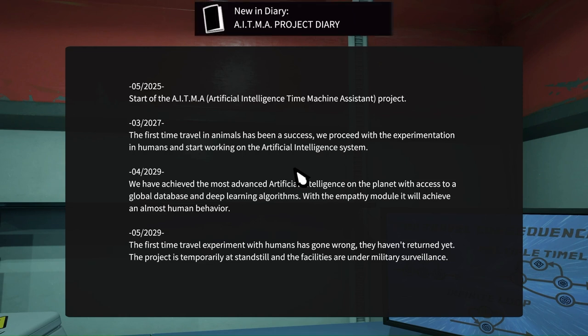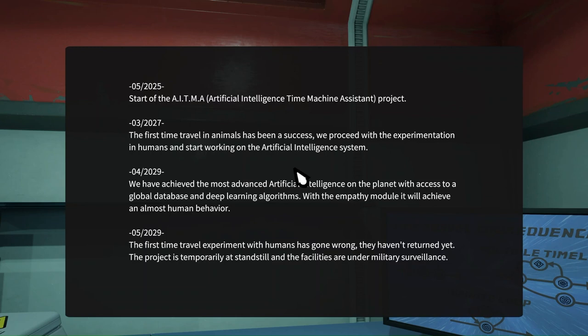Start of the A.I.T.M.A. The first time travel and animals have been assessed with pursued experimentation. The humans are not working on system. We have achieved the most advanced artificial intelligence system on the planet. Access to a global database with deep algorithms. With empathy module, it will achieve almost human behavior. First time experiment humans have gone wrong, they haven't returned yet. The project's down for the standstill.